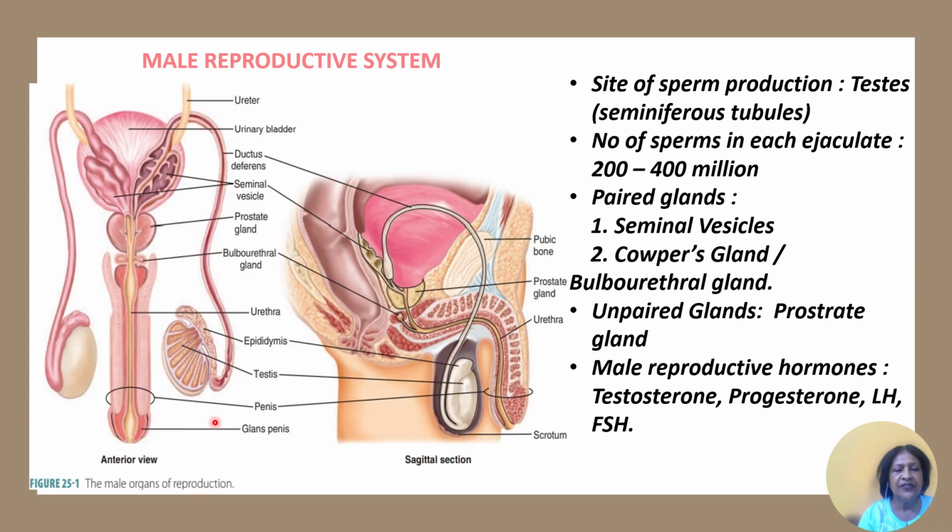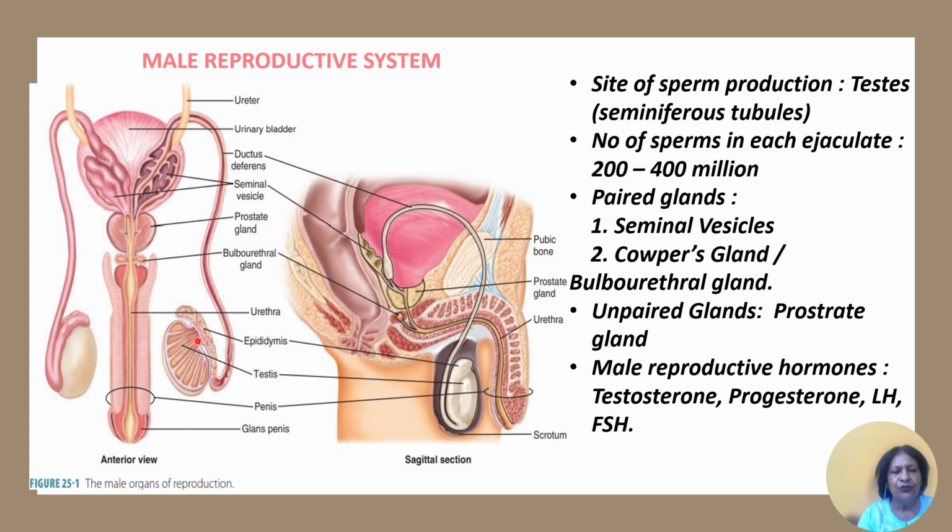Next, we go to the male reproductive system. The male reproductive system has a pair of testes. Into the internal structure of the testis, we can see seminiferous tubules. These seminiferous tubules produce sperms, that is the site of sperm production.